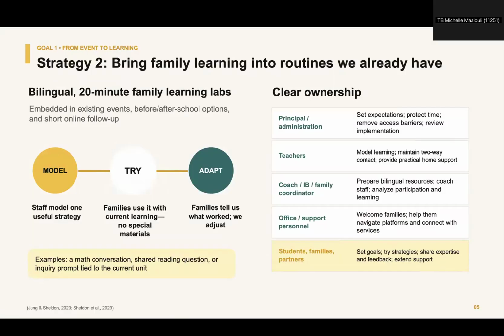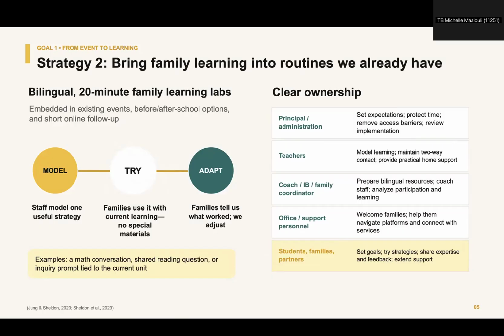Our second practice is a series of short family learning labs. We will not create another calendar of standalone events. Instead, we will place 20-minute learning segments inside structures we already use: family events and before and after school opportunities. A teacher might model a math conversation that families can use during a normal home routine, a shared reading question, or an inquiry prompt connected to the current IB unit that we have been working on. Families will try the strategy and tell us what was useful, unclear, or difficult to use.